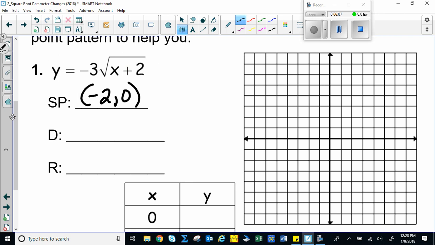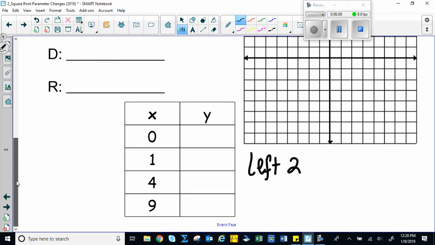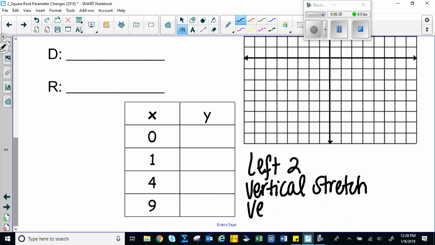What else are we going to do? What does this -3 tell me to do to my graph? No, we're not compressing, we're stretching. The A is what you think it should be. It's the B value that's opposite. The A value, we're going to do a vertical stretch. That's the 3. And then what does the negative tell me to do? We're going to do a vertical reflection, which is a reflection across the x-axis. So these are the 3 things that we're doing to the parent function.